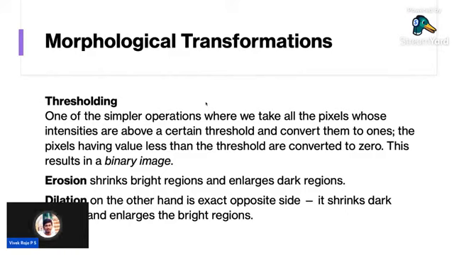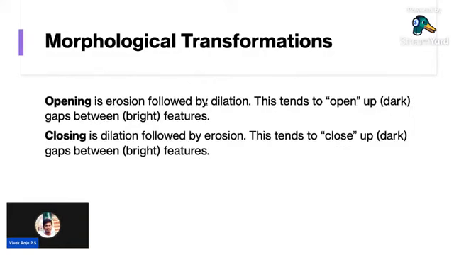Erosion is where it shrinks the bright region and enlarges the dark region, and dilation is the opposite of it. Opening is applying erosion and then dilation, and closing is applying dilation and then erosion. To know much more about these transformations, which you're not going to learn in today's session, this source code will be available at the end of today's session. You can go back and run it to see the differences of how these morphological transformations look.